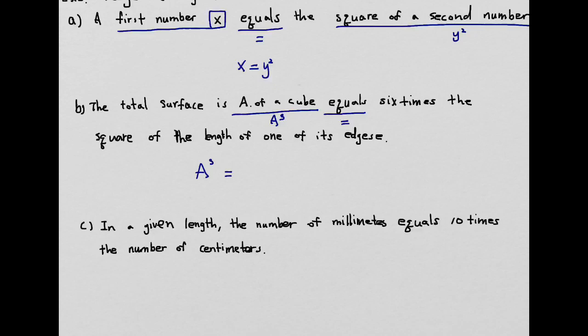Let's see what else you have on the other side. It's 6 times the square of the length. This length didn't give you the represented value, so let's use L. It says 6 times the square of the length. So the square of the length is L squared, and 6 times. You usually put the number in front of the variable. So what you have here is A cube equals 6 times L squared.